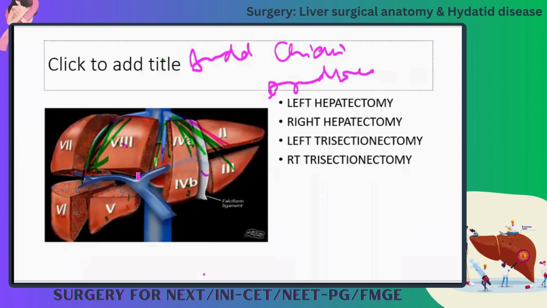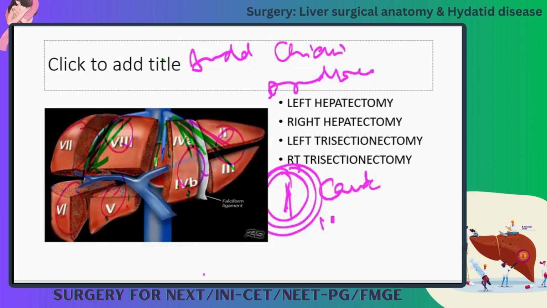Okay, so what happens is all the other segments will become non-functional because of obstruction, except for the first segment. Very good. Except for the first segment, it increases in size because it is the only functioning segment. So there will be caudate lobe hypertrophy in case of Budd-Chiari syndrome.